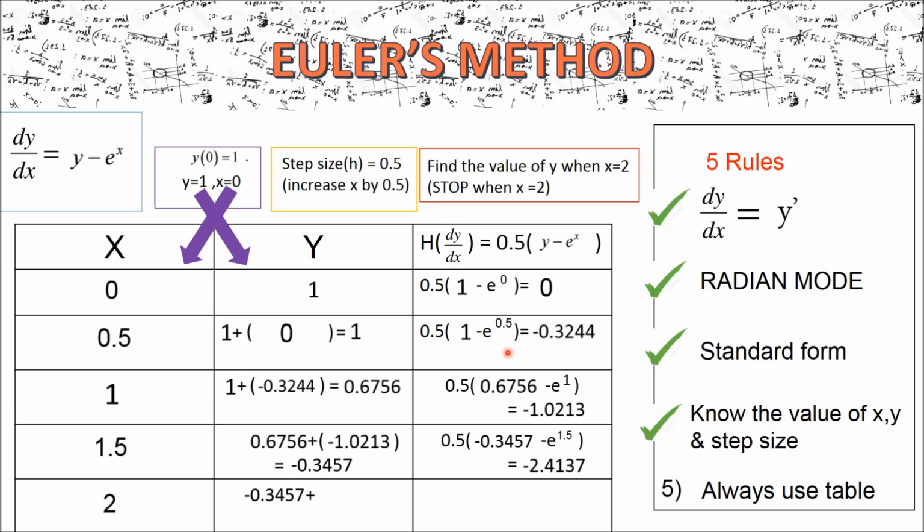So for the final step, just simply use the y value of the previous column plus the equation answer of the previous third column, which is negative 0.3457 plus negative 2.4137. You will get the final answer of negative 2.7594. So this is how you solve a Euler method question.